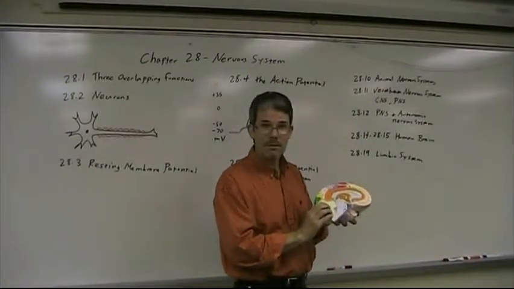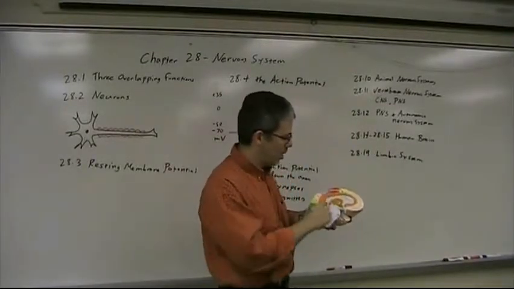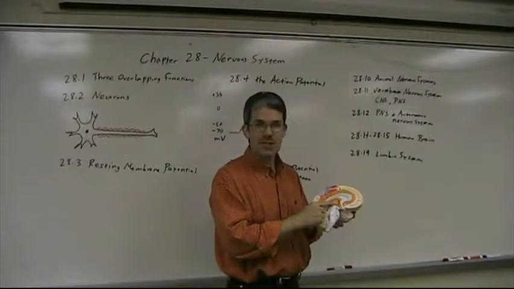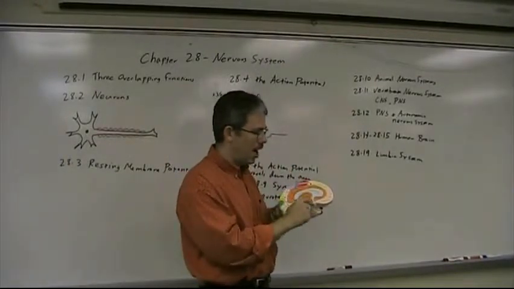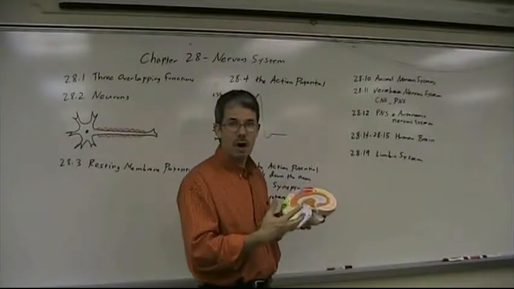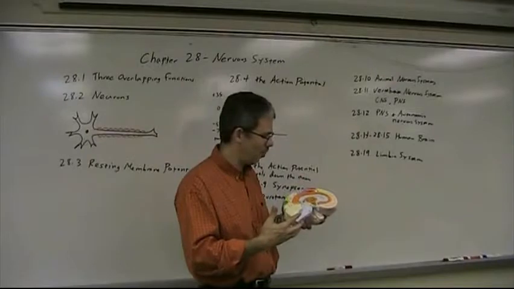The cerebellum is for coordination of movement. The thalamus here is to serve as a relay station. It sorts information, sends it to other parts of the brain. The hypothalamus, major homeostasis center, biological clock, controls nervous system, and so forth.